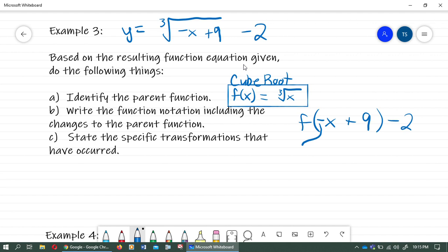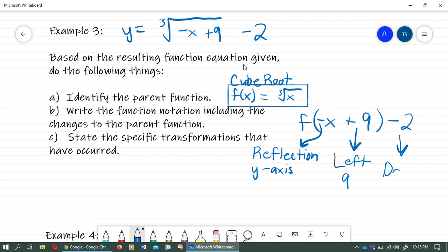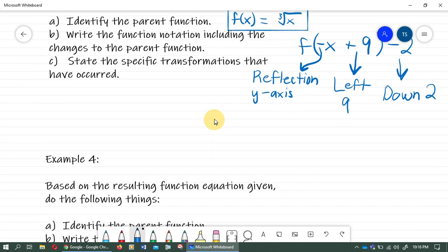Okay, so this negative here is a horizontal reflection, which is a reflection over the y-axis. This plus 9 on the inside is either left or right, but specifically is going to be to the left 9 units. Left 9 units. And then this one here is going to be down 2 units. Specific transformations that are happening here. Alright, next.